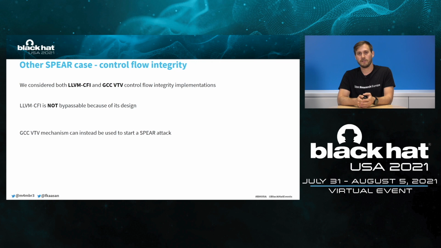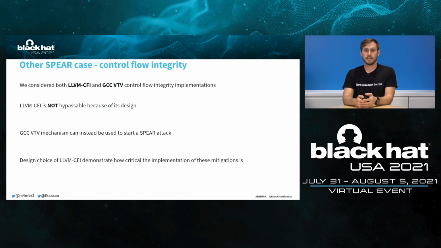For GCC VTV instead, the type of checks that GCC VTV introduces is actually vulnerable to SPEAR, and we have a small POC that proves it. One key point from our analysis of control flow integrity is that these SPEAR attacks are really implementation dependent. So each one of the mitigations, each one of the versions of the mitigations that are out there should be verified to be resilient against this type of attack.